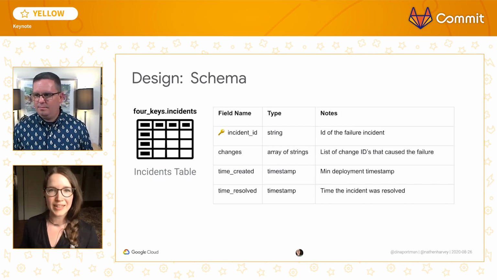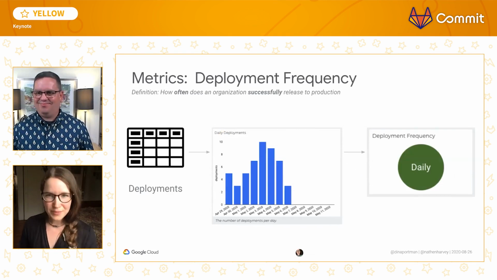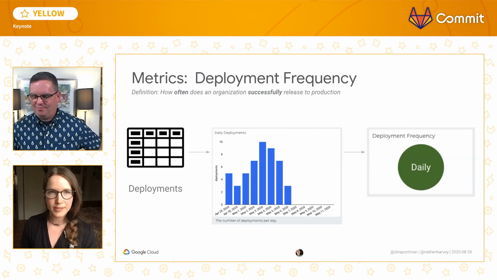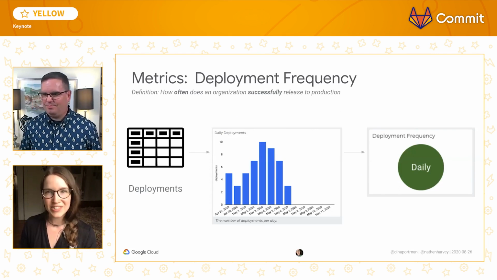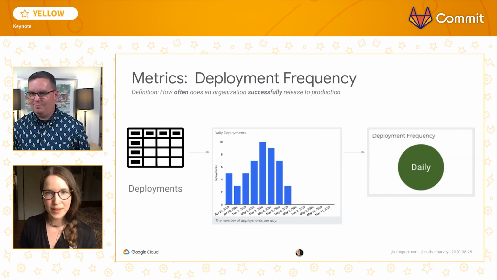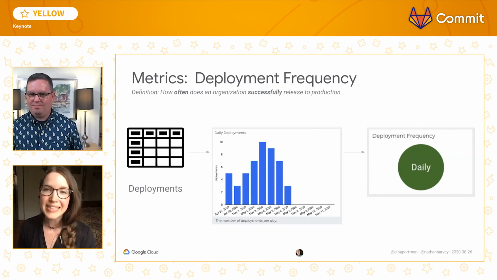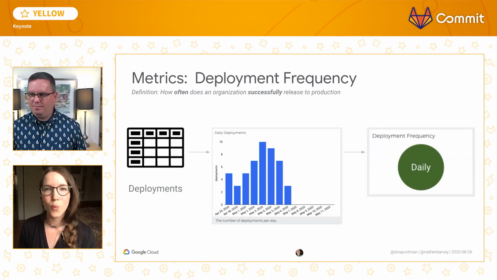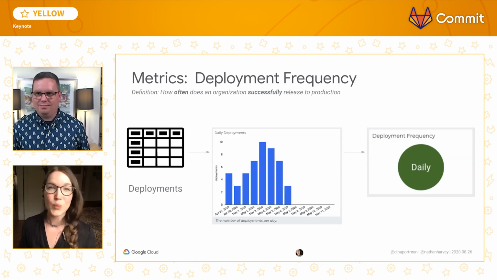So once we have this data in our schema, we can start calculating our metrics. Our first metric is deployment frequency, which is defined as how often an organization successfully releases to production. Deployment frequency is probably the easiest of the metrics to collect and calculate, as it requires only one table. If you're using GitLab CI, you actually already have all of the data you need. So we just need to stream this information into our table, and then we can use it to calculate frequency.